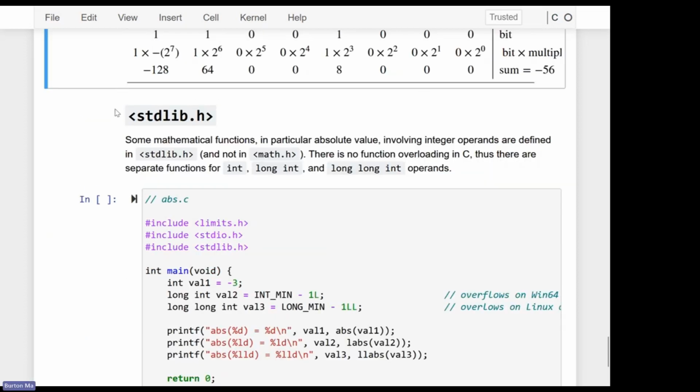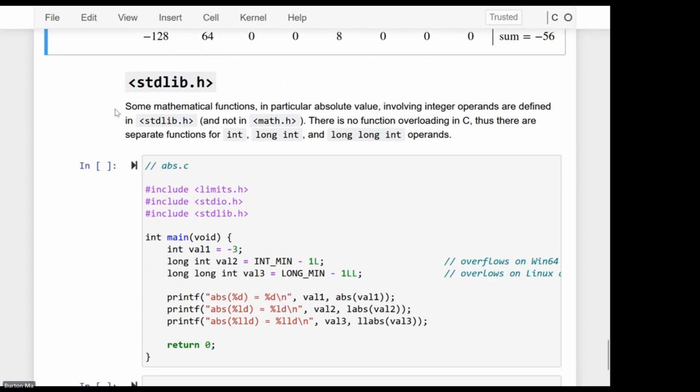Okay, so remember the binary representation of these numbers. We're going to come back to that in the next notebook. If you're doing any kind of math and you need one of the standard library math functions, the header file that you normally include is math.h. The exception is if you're trying to do some arithmetic operations using integer values. In that case, they're probably in stdlib.h. Strange, but that's the way they've organized the libraries.